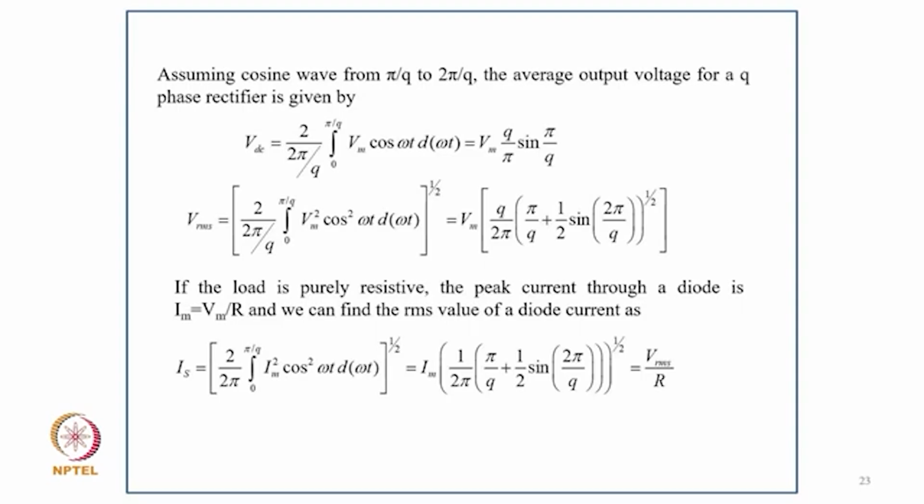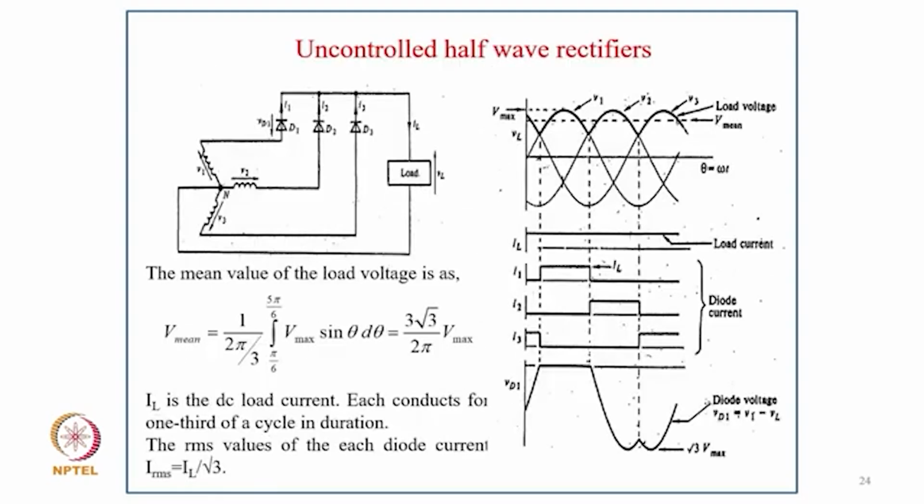If the load is resistive, the peak current through the diode is Im equal to Vm upon R, and then we can find out the RMS value of the diode current, I equal to in brackets 2 upon 2 pi, integral 0 to pi by q, Im square cos square omega t d omega t, to power half, equal to Im under root of in brackets 1 upon 2 pi, in brackets pi by q plus half sin 2 pi by q, equal to Vm RMS upon R.